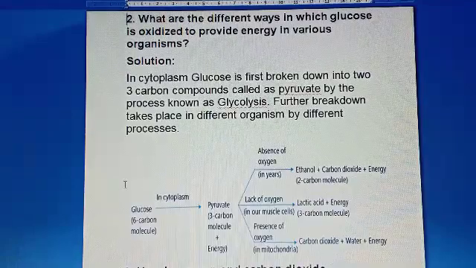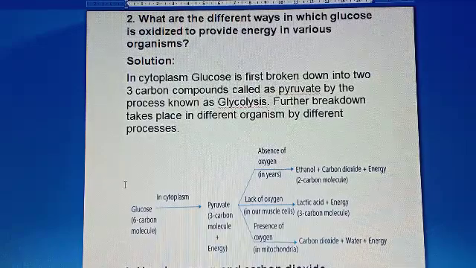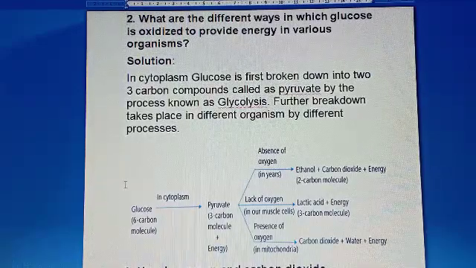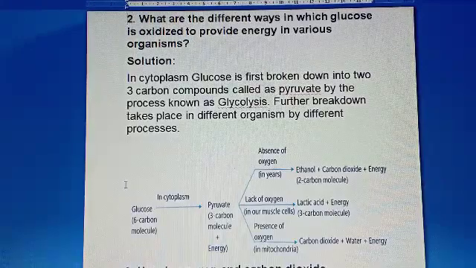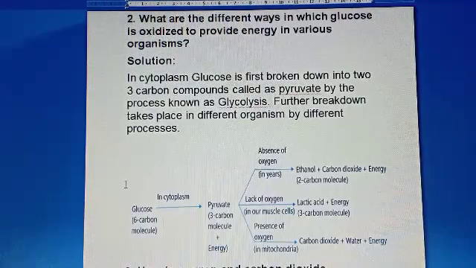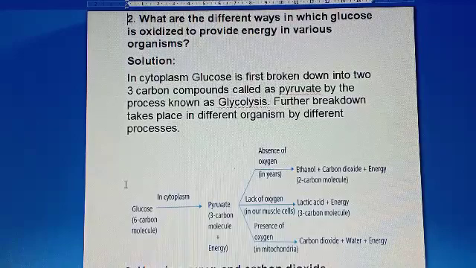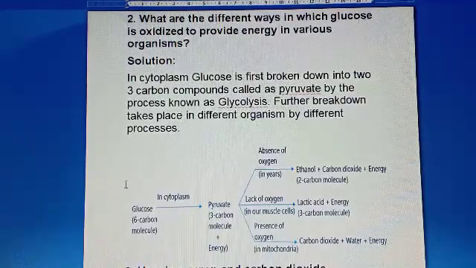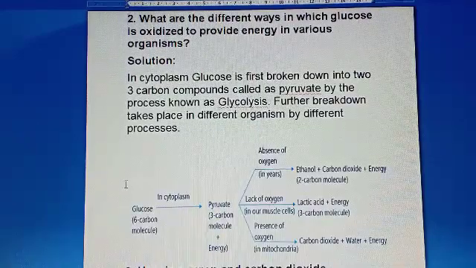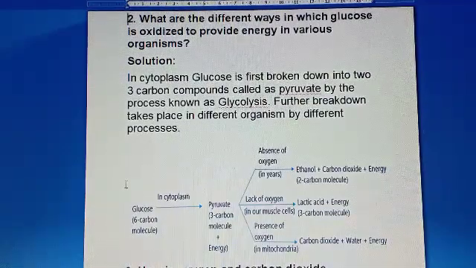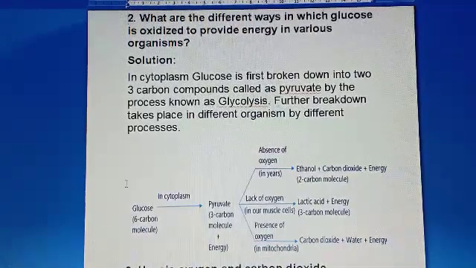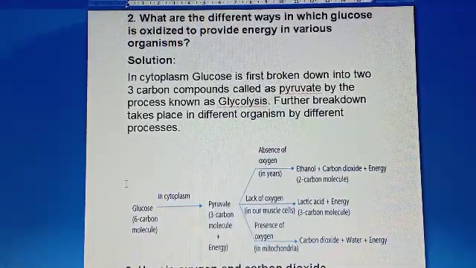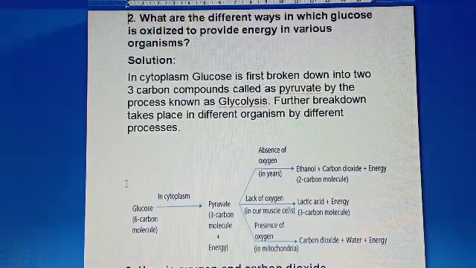Let's see the solution. In the cytoplasm, glucose is first broken down into 3-carbon pyruvate. Here you can see that in both aerobic and anaerobic respiration, the first stage of glucose breakdown is the same in all three of them. The 6-carbon glucose is converted into 3-carbon molecules called pyruvate. This process occurs in the cytoplasm.